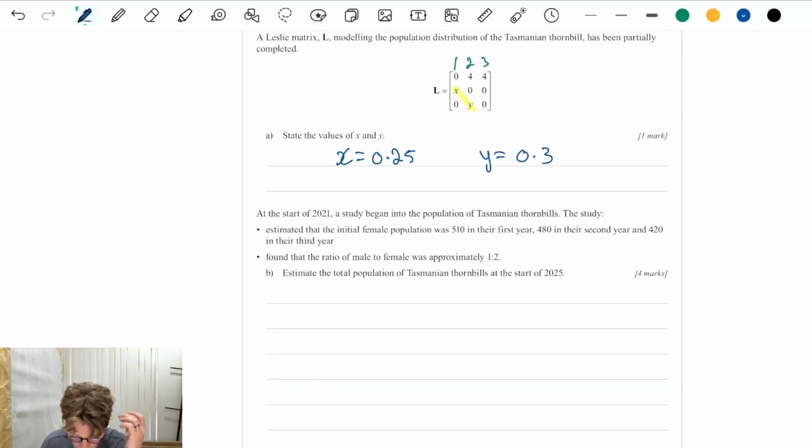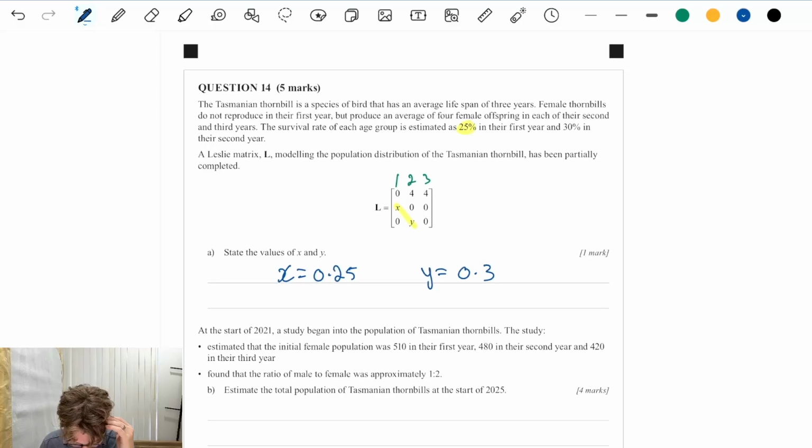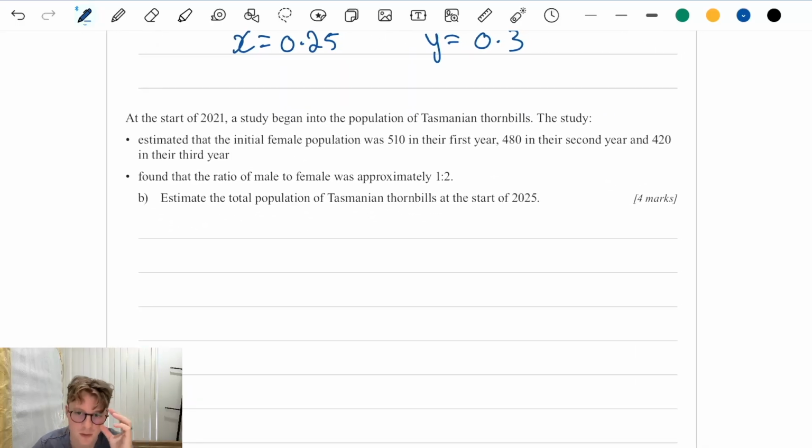At the start of 2021, did we have a time period before? Okay, no. It's always worth checking, because the only main mistakes people make here are around the time frames. So, at the start of 2021, a study began into the population of Tasmanian thornbills. The study estimated that the initial female population was 510 in their first year, 480 in their second, and 420 in their third. They also found that the ratio of male to female was approximately 1 to 2. Okay, so there's 2 females for every male. Estimate the total population of Tasmanian thornbills at the start of 2025.